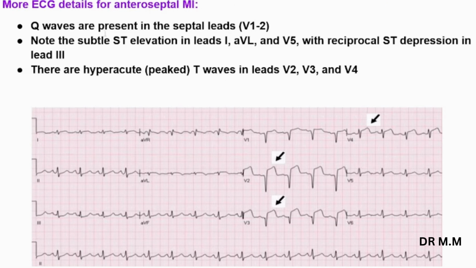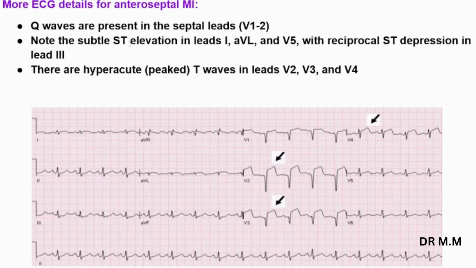Q waves are present in the septal leads, which are V1 to V2. As we can see here in leads V1 and V2, we can see prominent Q waves. Also in V3, we can see a prominent Q wave.